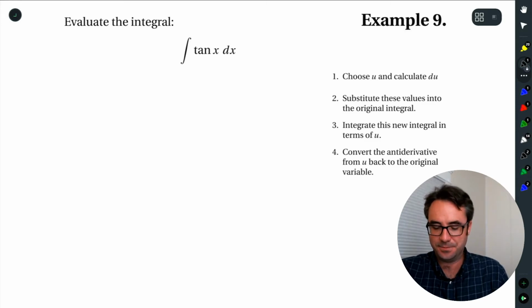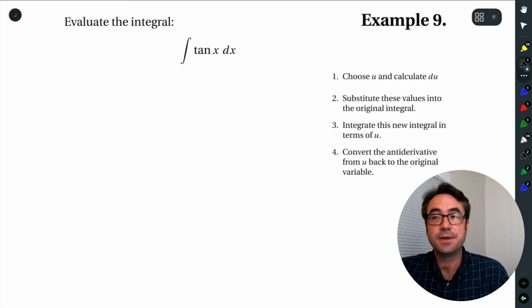Try this one, or at least set this one up. This one we're not going to finish. We're going to set it up and leave it for you to finish as practice. But we're going to integrate tangent of x dx. And this is not one of our basic forms. So this is not one of our elementary form integrals.